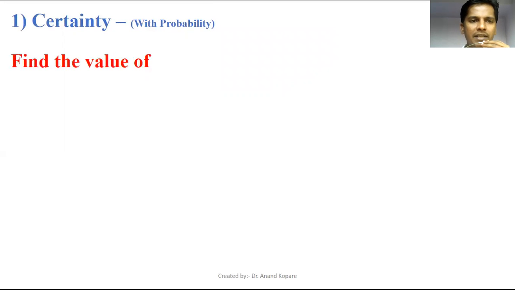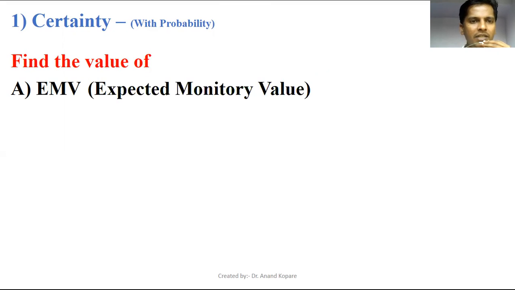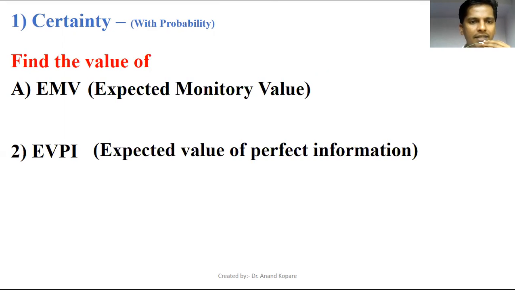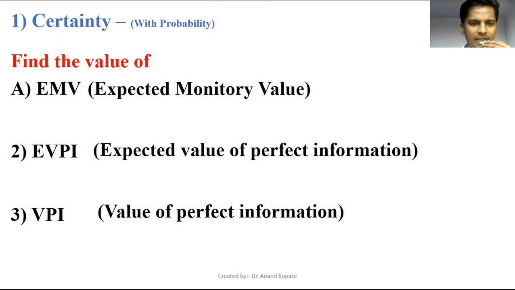If the problem belongs to certainty, you need to find the value of three formulas. The first is EMV, the expected monetary value. The second formula is EVPI, the expected value of perfect information. And the last is VPI, the value of perfect information.